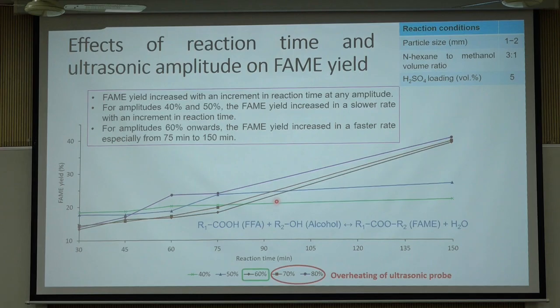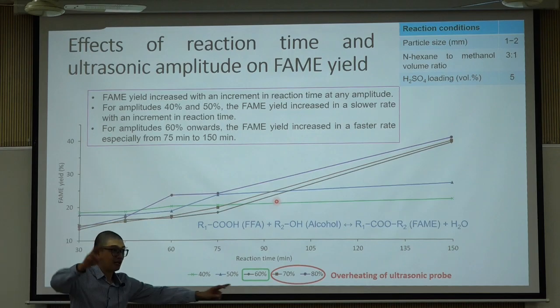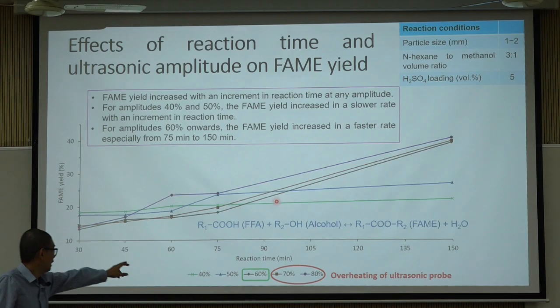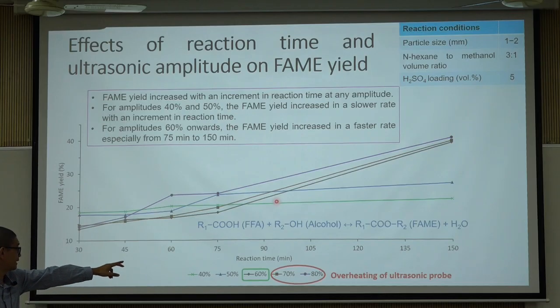This is the effect of the reaction time and also the ultrasonic amplitude. How many percent of the ultrasound can we rate? We use 40%, 50%, 60%, 70 and 80%. 70 and 80% is good. We know that the frequency is highest. That means what? The ultrasound can penetrate directly into the sample. More surface area is available for the reaction. Correct, that's the thing. But we found that it overheated.